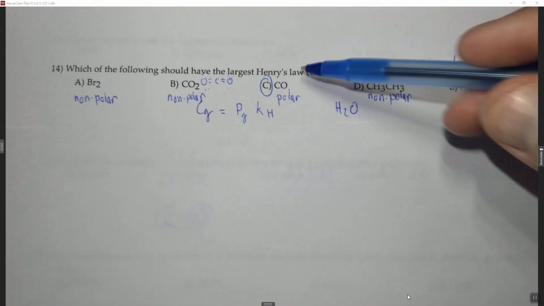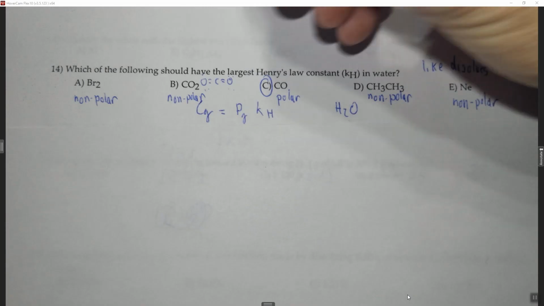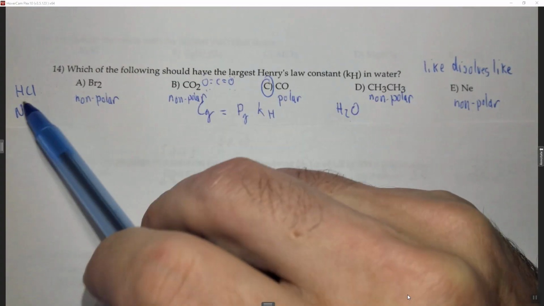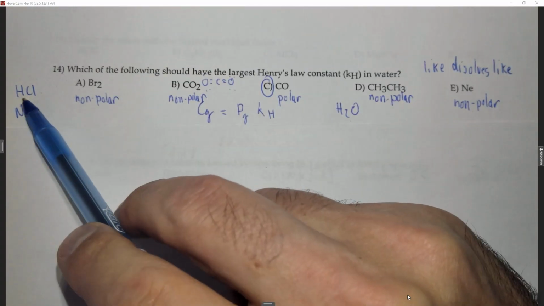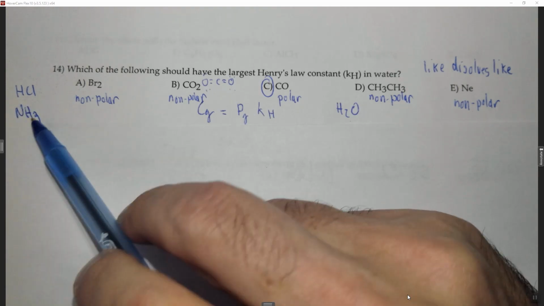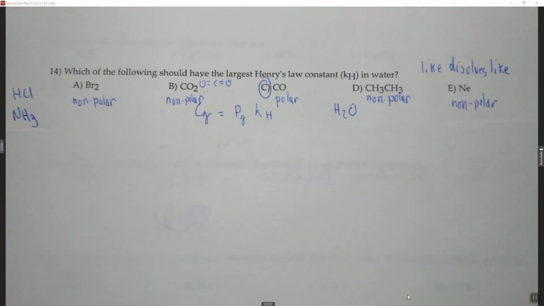Some other classic examples of gases that have high solubility in water, or high KH values, or Henry's law constant values, are HCl and NH3. These are two of the other gases. In this case, because it's polar, one side's Cl partially negative, one side's H partially positive, and in this case, ammonia can actually hydrogen bond with the water, so it makes it even more soluble. So basically, if you remember like dissolves like, and remember that what's alike in like dissolves like is intermolecular forces.